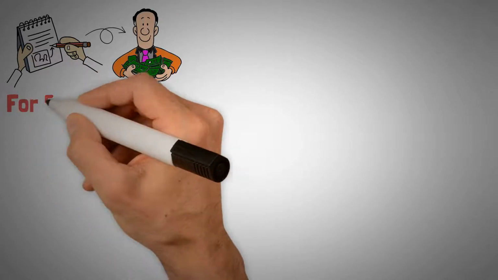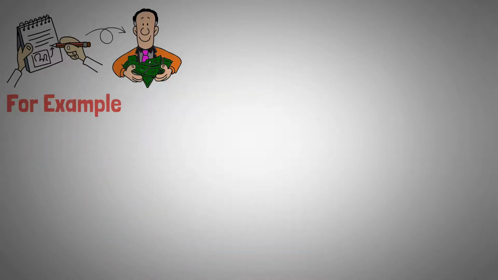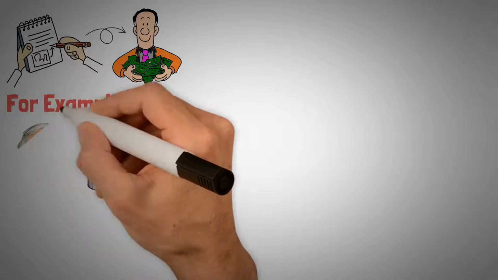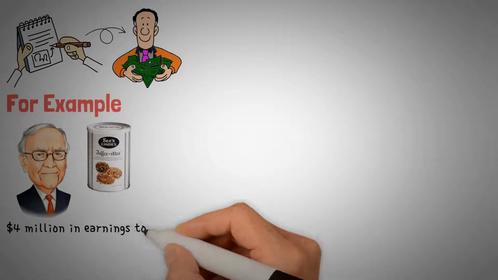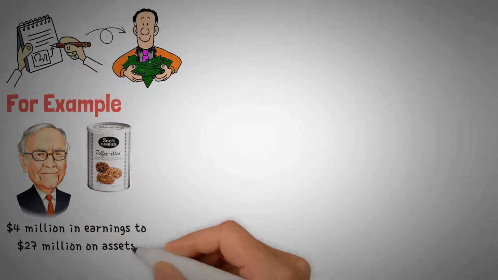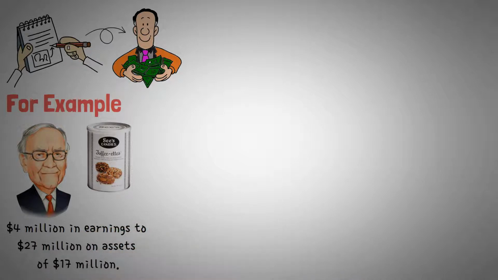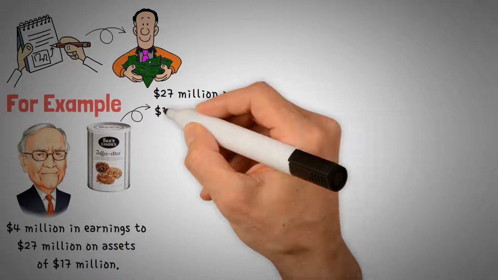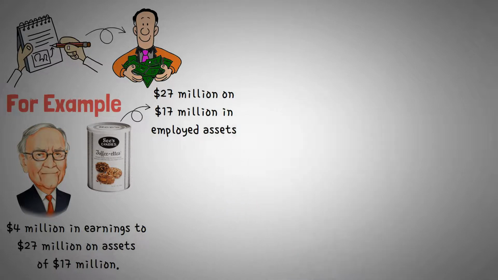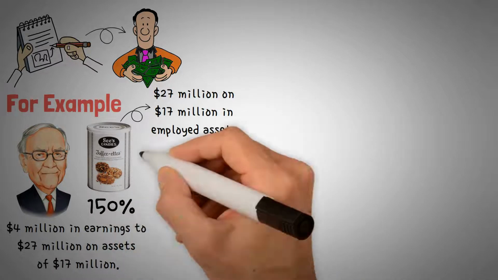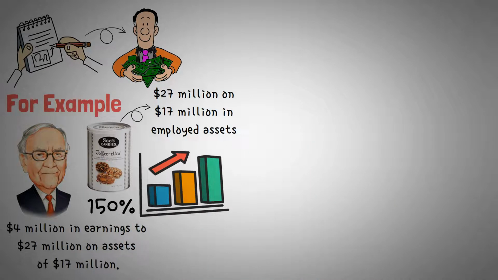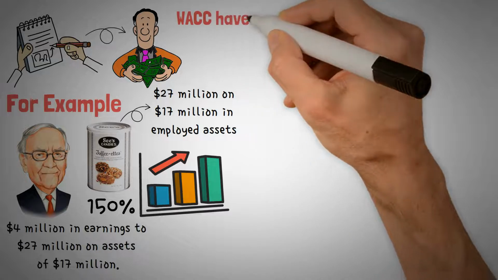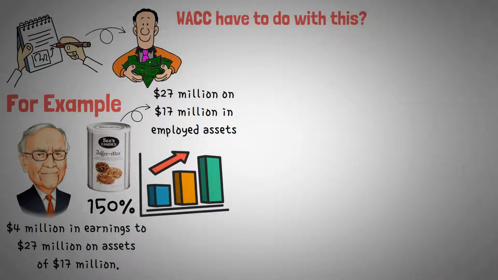To give you a simple example of why this is important, See's Candies, from Buffett's initial investment, grew from $4 million in earnings to $27 million on assets of $17 million. See's earned $27 million on $17 million of employed assets, or 150% return on invested capital. Not too bad. So, what does WACC have to do with this?